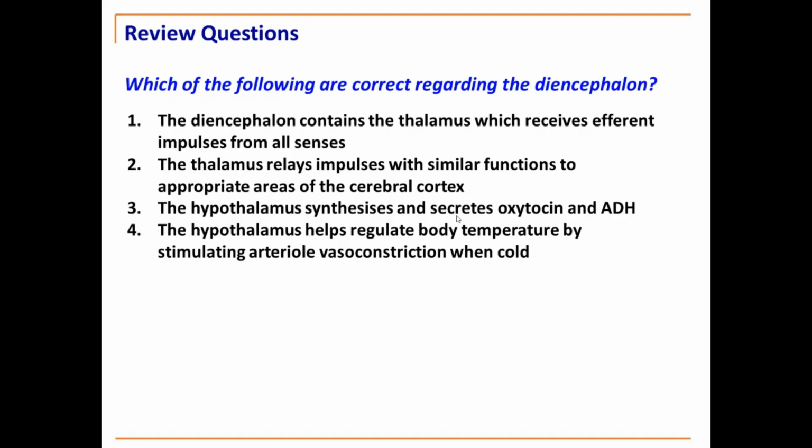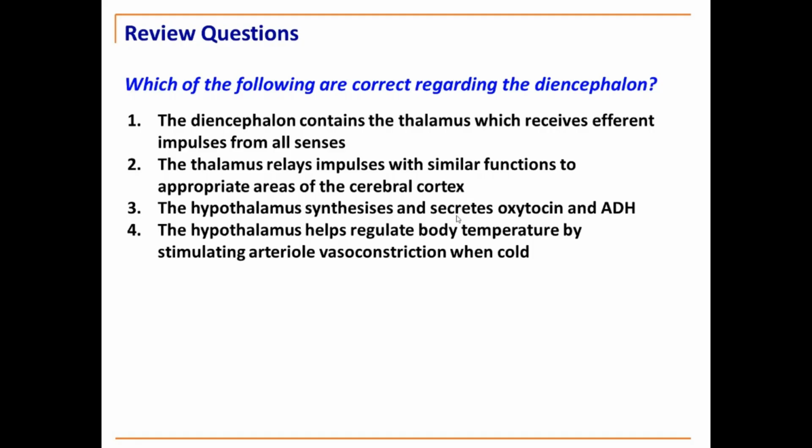The hypothalamus synthesizes and secretes oxytocin and antidiuretic hormone. That is incorrect. The hypothalamus does synthesize oxytocin and it does synthesize ADH, but they then pass down nerve cells to the posterior pituitary and they are released and secreted into the blood from the posterior pituitary.